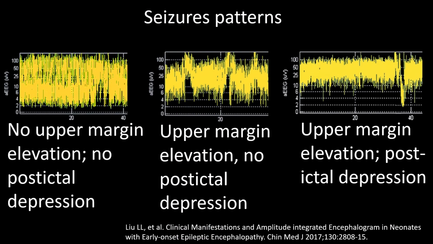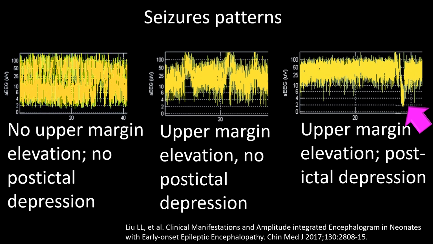This pattern is different from other seizure patterns, as you can see in this frame. Here, the seizure is not accompanied by upper margin elevation or postictal depression, as it was in the example I just explained. Here, it is associated with upper margin elevation but no postictal depression. And here, which is the case that we have just looked at, the upper margin elevation is present as well as postictal depression.